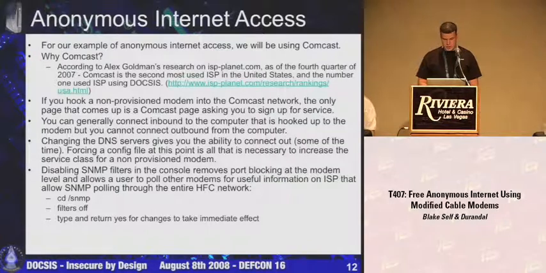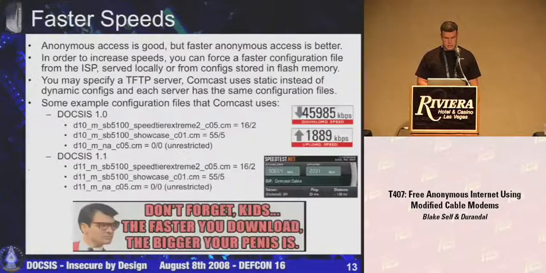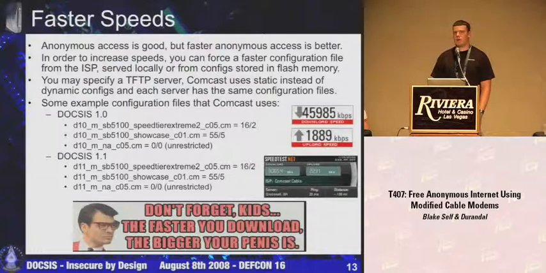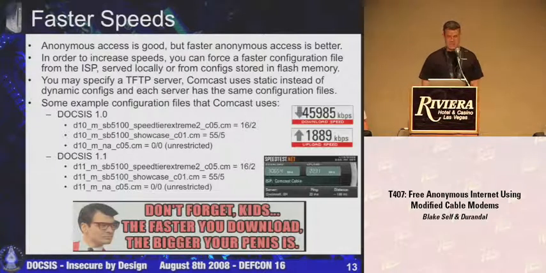like polling other modems, getting useful information. The big thing I know a lot of people are probably going to be after: okay, well, I can get online, I went ahead and modified my modem, so I want to be faster, of course. Bite My Taco, from his little thing on the forum, says, don't forget, kids, the faster you download, the bigger your penis is. So, hey, seems to be everybody wants speed. Anonymous access, of course, is good, but the faster it is, the better it is. One of the biggest complaints I've heard with Tor is a lot of people saying, hey, this is really slow. How do I get it to go faster?